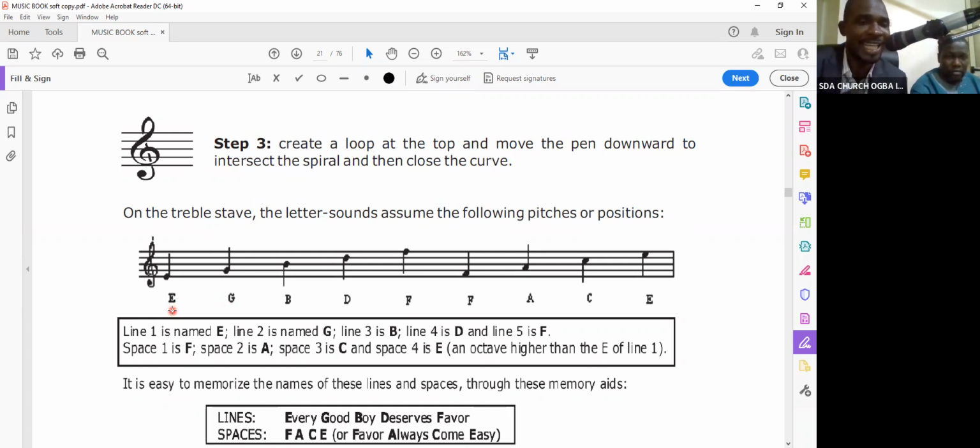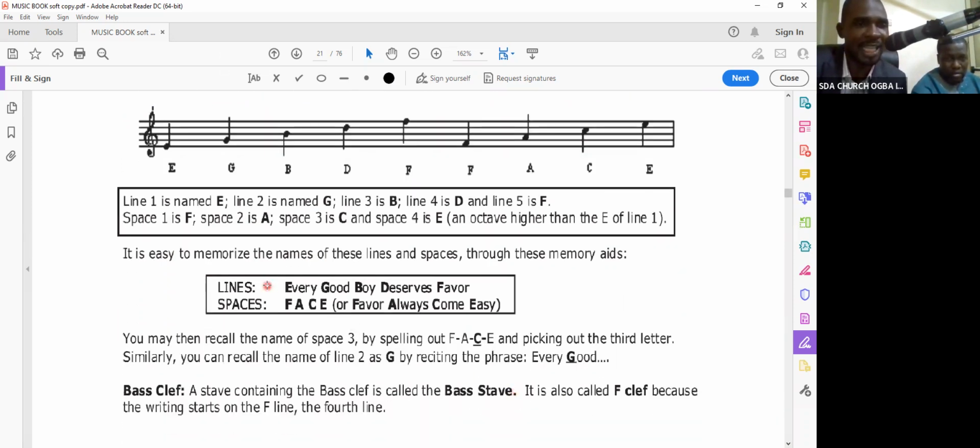So E is the first line. Then line 2, the letter is G, while line 3 is B, line 4 is D, and line 5 is F. The same goes for the spaces: space 1 is F, space 2 is A, space 3 is C, and space 4 is E. Reminding us that we have only 5 lines and 4 spaces.